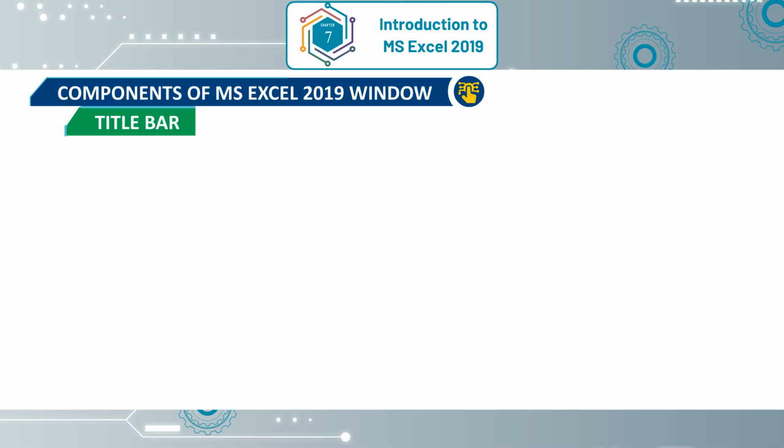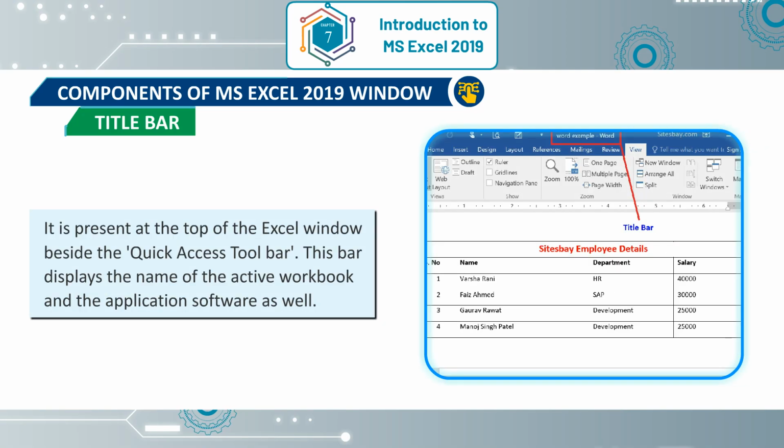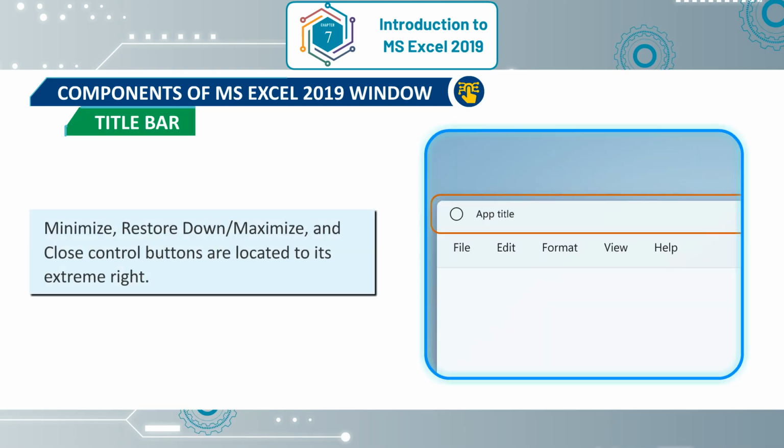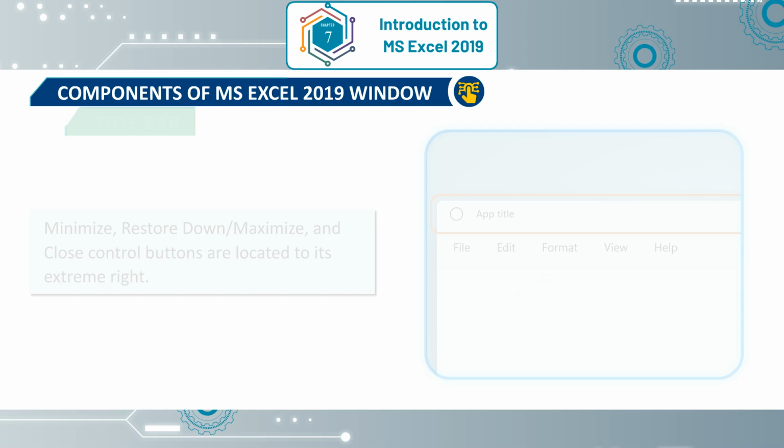Title bar. It is present at the top of the Excel window beside the Quick Access toolbar. This bar displays the name of the active workbook and the application software as well. Minimize, restore down, maximize, and close control buttons are located to its extreme right.